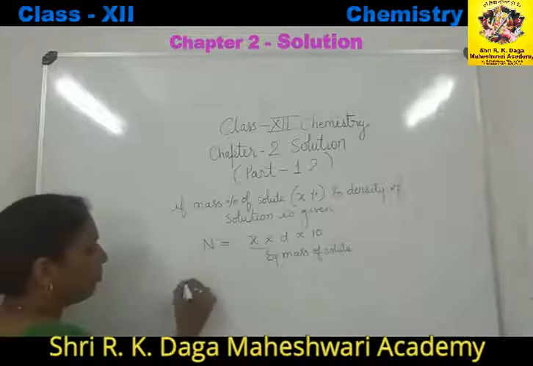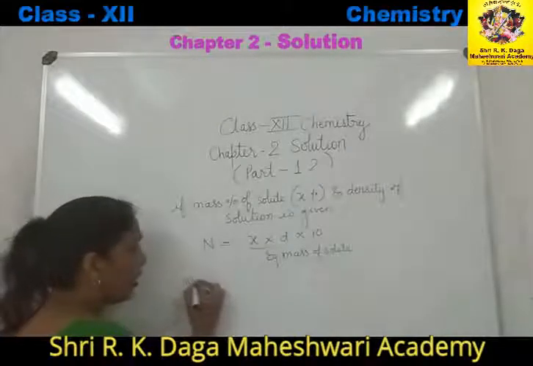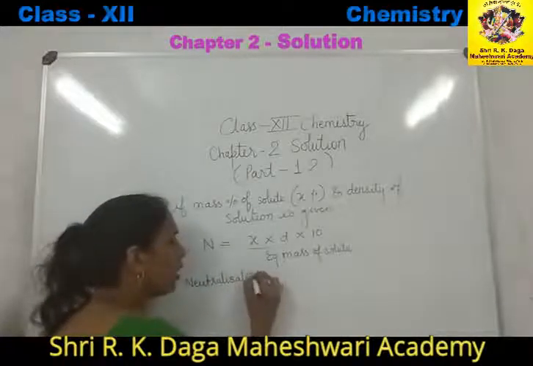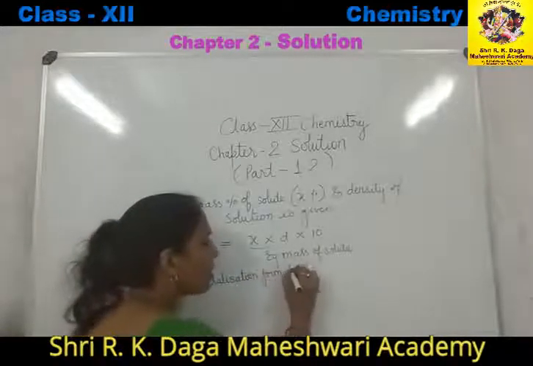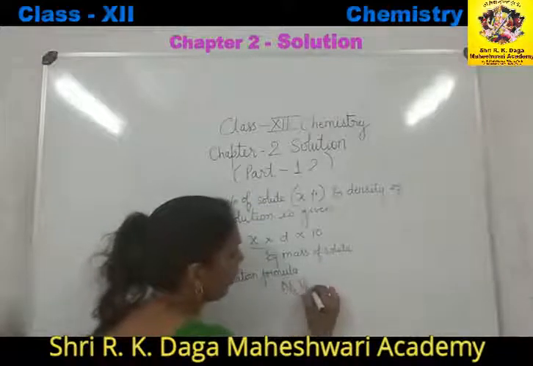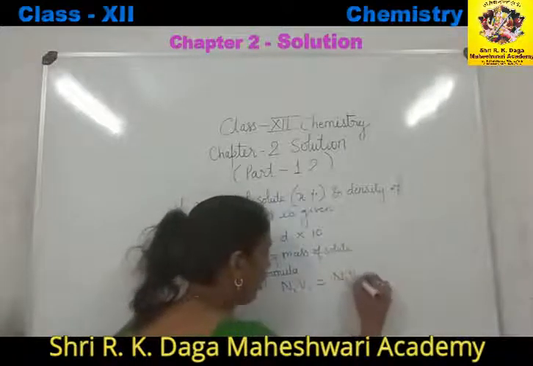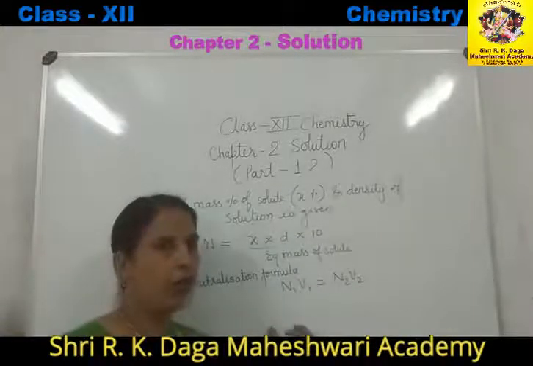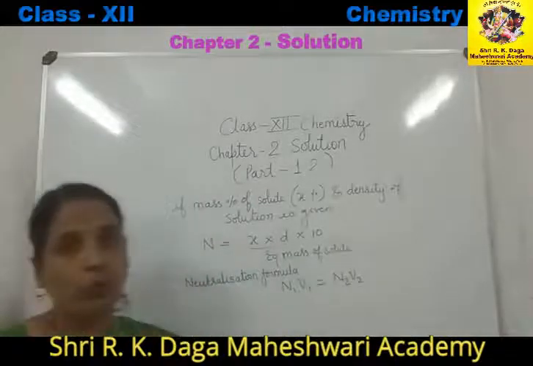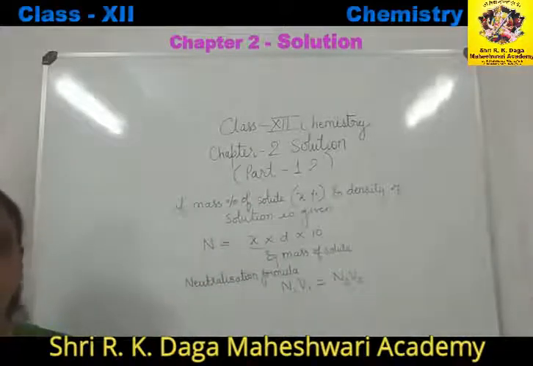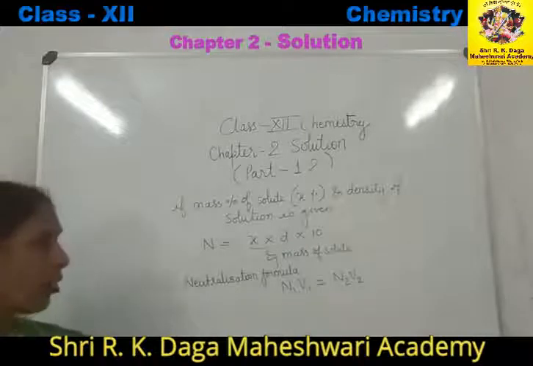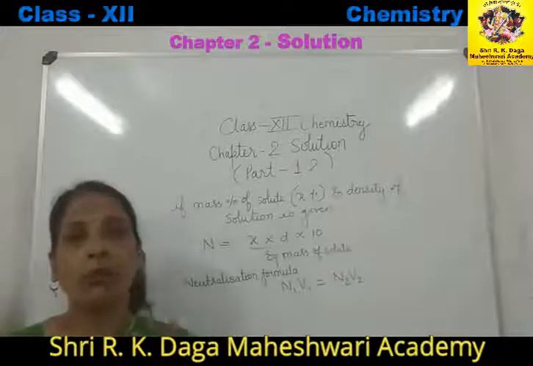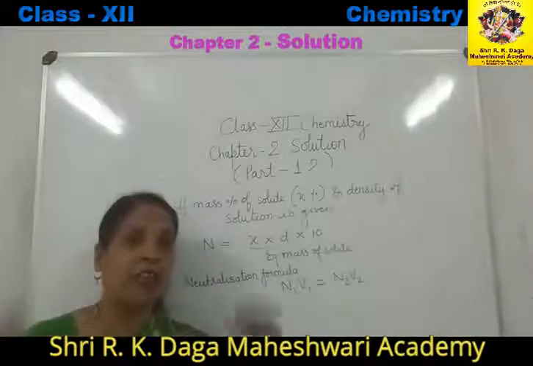Now I am giving you a neutralization formula also here. Neutralization formula, that is N1 V1 equal to N2 V2. Suppose we have an acid whose volume is given and it is neutralized by a base whose volume is given, and we want to calculate the normality of the base. Are you getting my point or not? So we use this formula whenever we want to calculate the normality of a solution after titrating it with another solution.